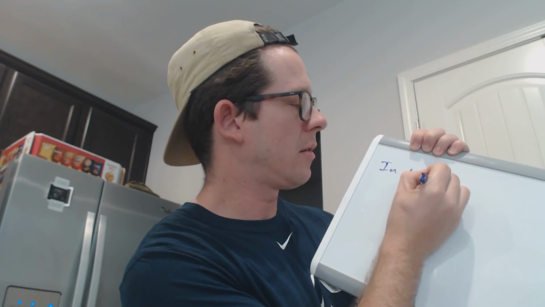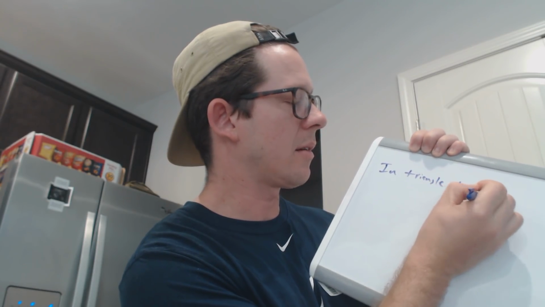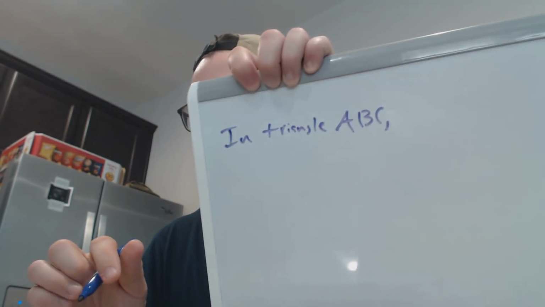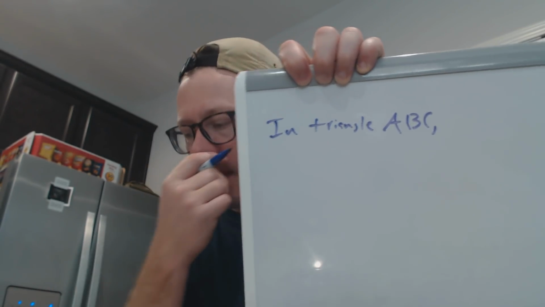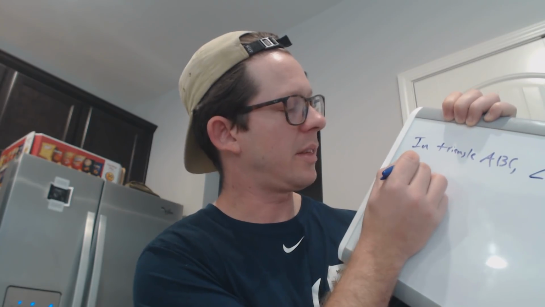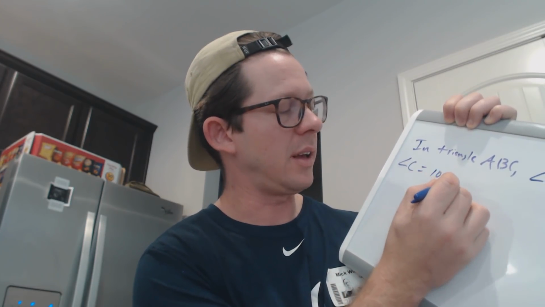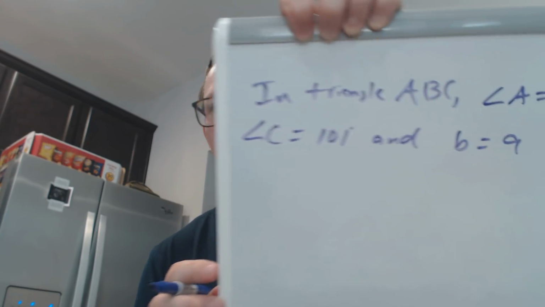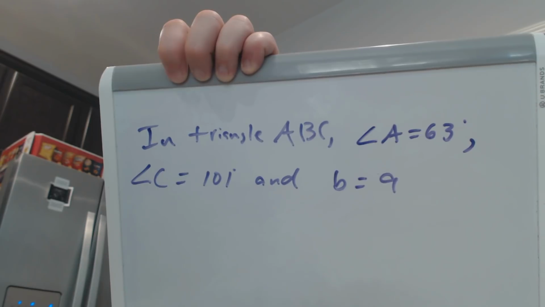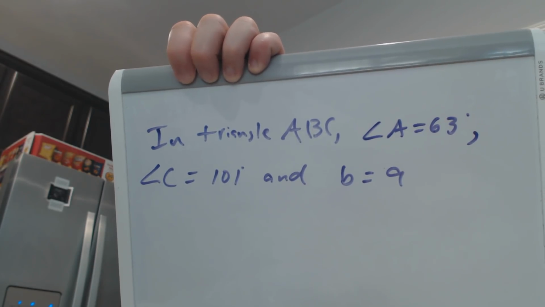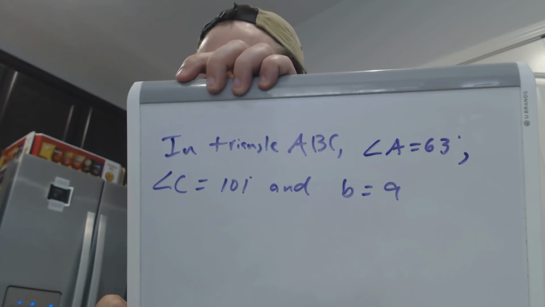So look, in triangle ABC, let's say angle A is 63 degrees. Angle C is 101 degrees. And B equals 9. So we have an angle, and a side, right? Now what I want you to do, I want you to pause this real quick. I want to see if you can draw that scenario, okay? On your own paper, take a minute and see if you can draw it, okay?